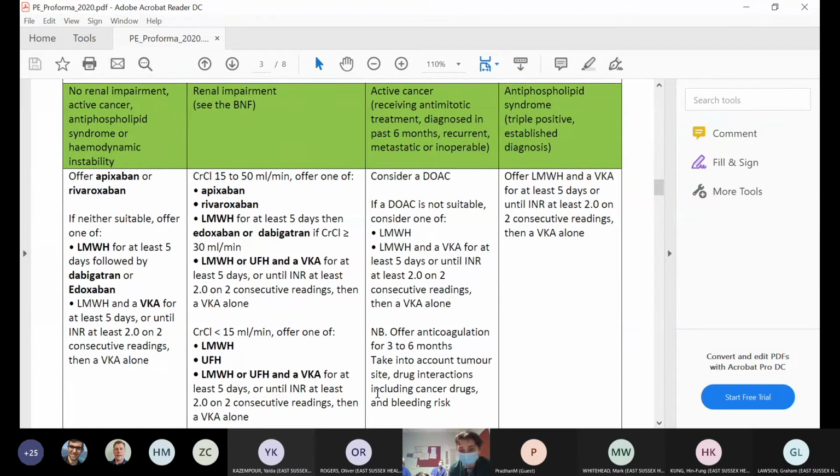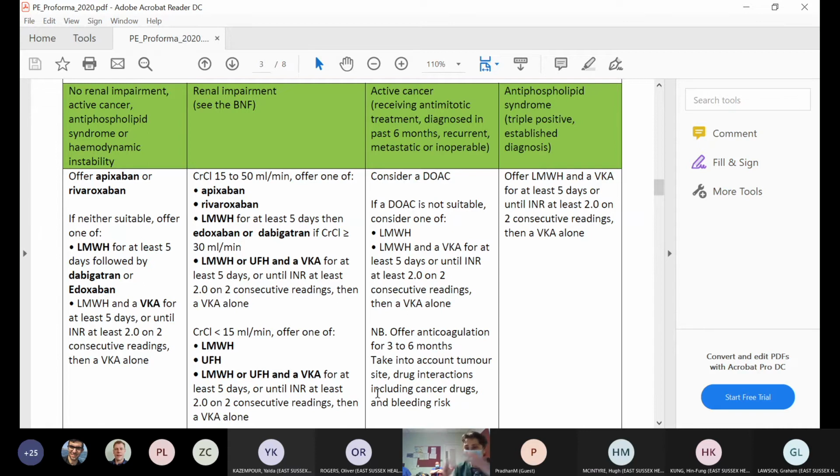The other one is cancer patients, now favored towards a DOAC. Consider DOACs, but still, if you feel better with low molecular weight heparin, you have to discuss with the cancer patient what they would prefer and what they're happy with, and the oncologist, who possibly will be more in favor of long-term Clexane treatment rather than a DOAC. So it's all about patient preference, your experience, and who is going to look after the patient.